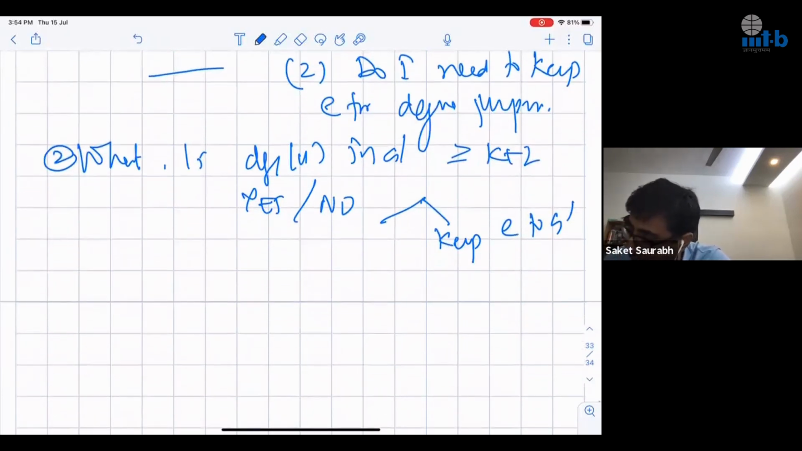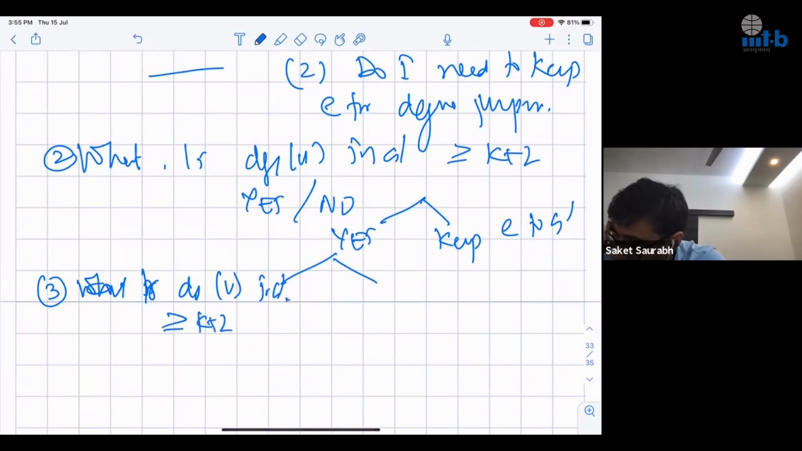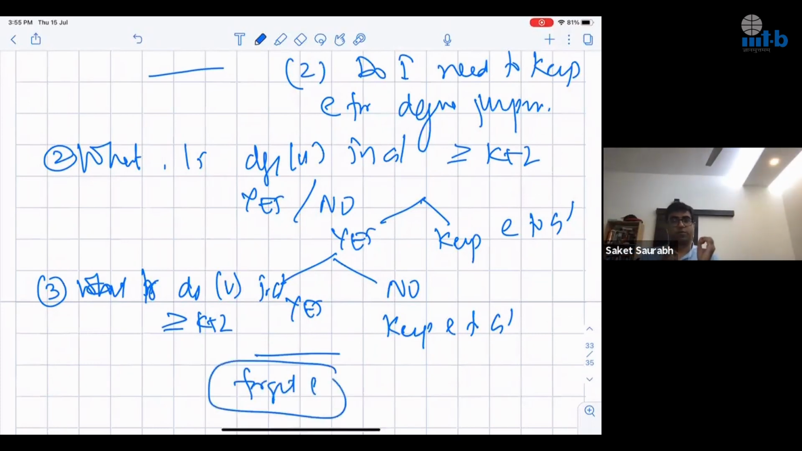But if it says yes, then I ask another question: is the degree of V in G prime at least K plus 2? If it says no, then I say keep E in G prime. If it says yes, then I say forget E.